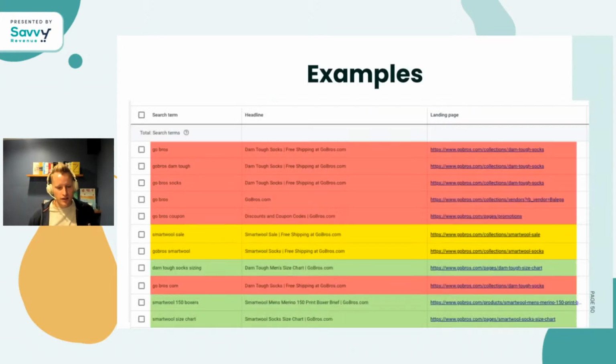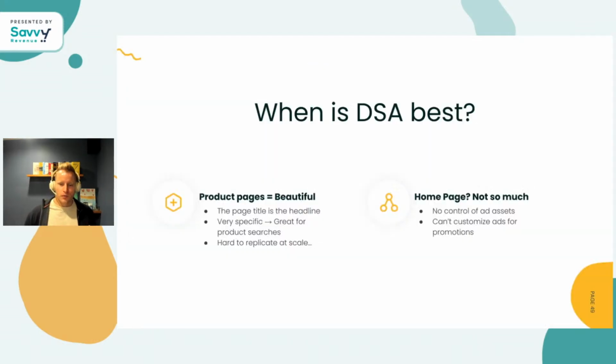So that's why when I look at this, darn tough sock sizing or smart wool 150 boxers, I'm most likely not gonna add those as keywords. Maybe if they have enough searches, I will, but I can tell you here they didn't in this case. So I wouldn't add them. There's no need for me to spend that much time across hundreds of brands doing that.